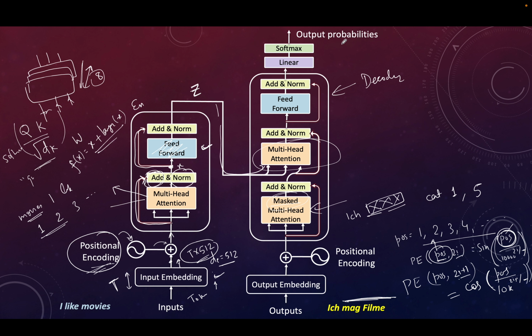And here we have "ik" generated till now. Then in the next step, let's say "mag" is generated. So here in the input we will have "ik", "mag", and all the other further tokens will be masked.